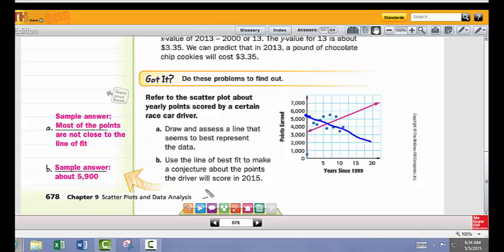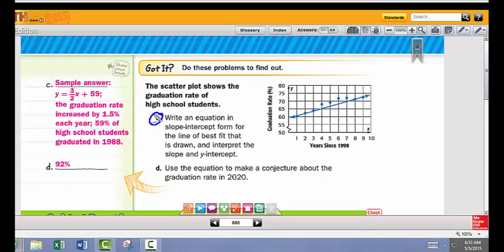Letter B, use the line of best fit to make a conjecture about the points the driver will score in 2015. Again, we can recognize that this is not going to be very reliable, but if we use this line here, in 2015 the driver would score about 5,900 points, as you can see here. All right, let's take a look at letter C.